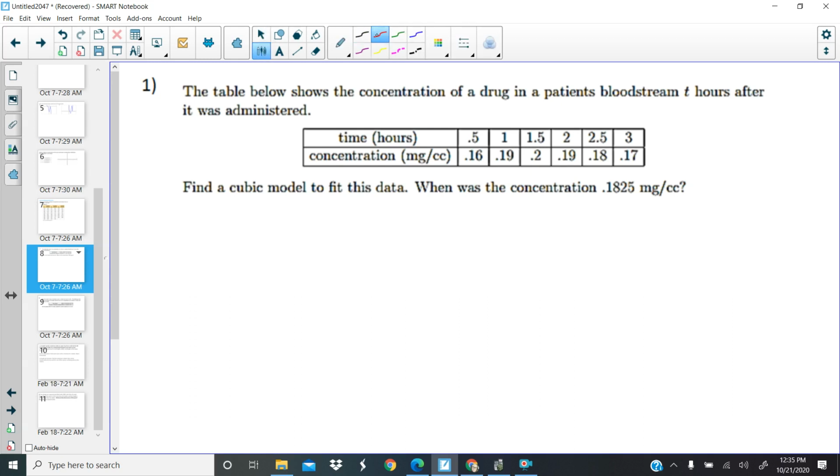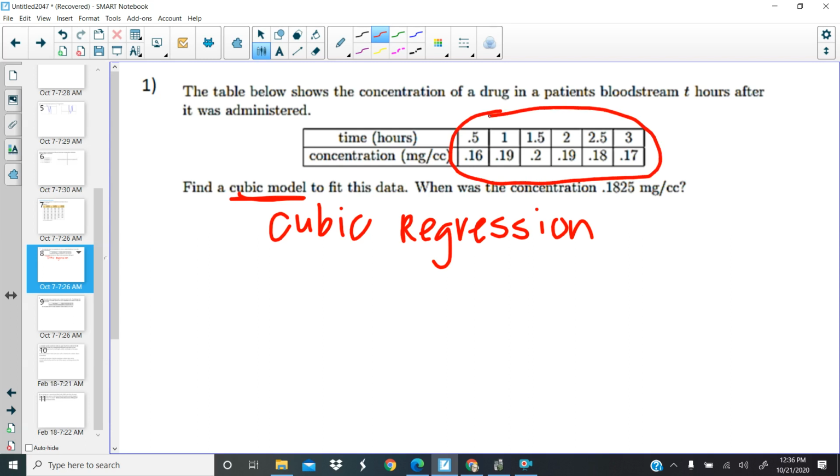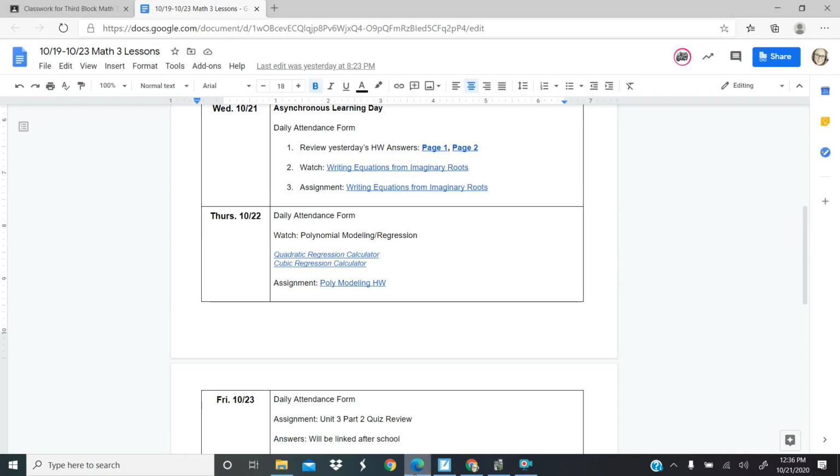So whenever we say cubic model, if you remember back in Unit 2, we were doing exponential regression. In this case, instead of doing exponential, we're essentially going to be finding a cubic regression equation that models this data. I'm going to show you how to do it on a calculator because that's the easiest way to do it, I think. And then I'll also go through one of them on either the quadratic or the cubic regression calculator that I linked on the weekly assignment calendar, in case you don't have a calculator at home, you'll at least be able to get the equations that way.